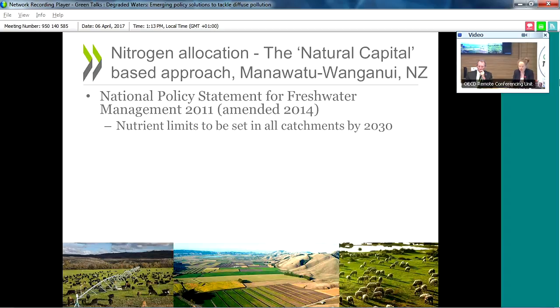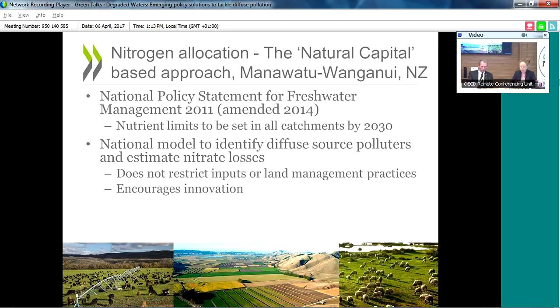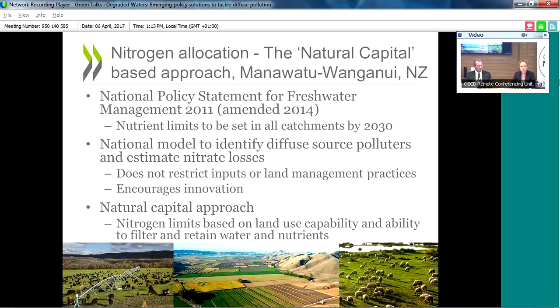In New Zealand, diffuse pollution management is receiving considerable attention. A relatively new national policy statement requires regional authorities to set water quality objectives in all water bodies and to set pollution limits to achieve them by 2025 or 2030 at the latest. This includes setting nutrient loss limits. Many regions have used water quality modelling to inform policy design and to allocate nutrient loss limits. Land managers can innovate farm and land management practices within their pollution allocation without being restricted by the inputs or farming practices they wish to use. In other words, it encourages innovation.